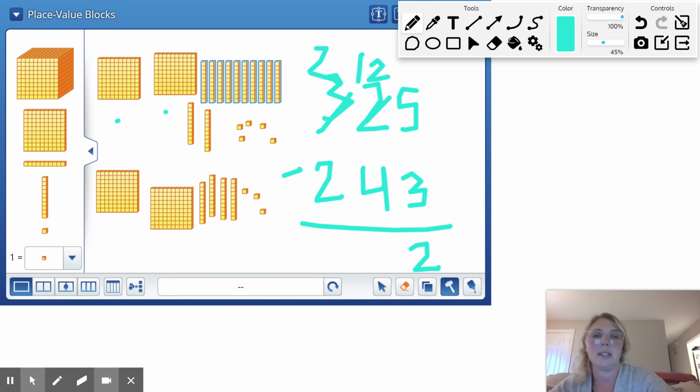So now I can subtract 12 minus 4. 12, 11, 10, 9, 8. So I have 8. And then 2 minus 2 is 0. So our difference, our answer to our subtraction problem is just 82.